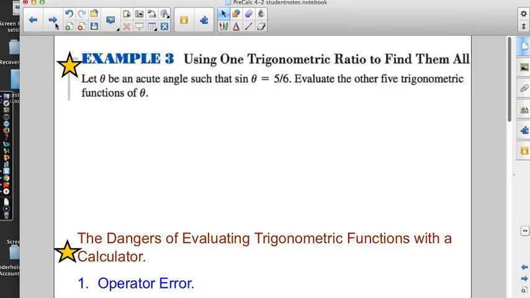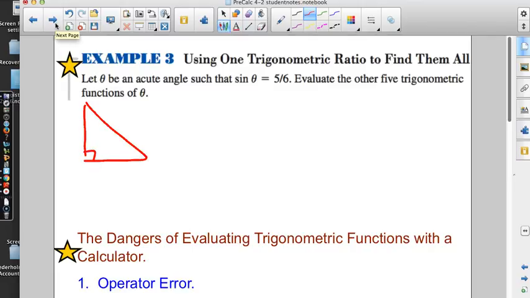Alrighty. This one says, using one trigonometric ratio to find them all. Let theta be an acute angle such that the sine of theta is 5/6. Evaluate the other 5 trig functions of theta. Well, we did this back in geometry. We don't know what it looks like, so we're just going to make a sketch. We know it's a right triangle, and we need to plop a theta on here somewhere. I'll plop it here. I don't care whether or not it's to scale. I just know one of those acute angles is theta, and they told me the sine is 5/6.